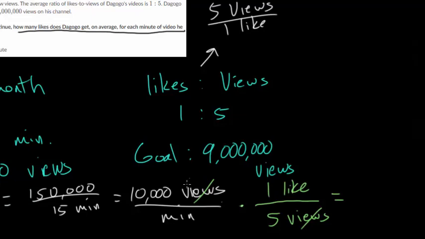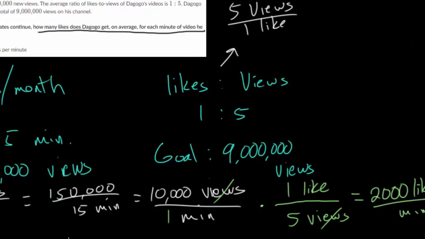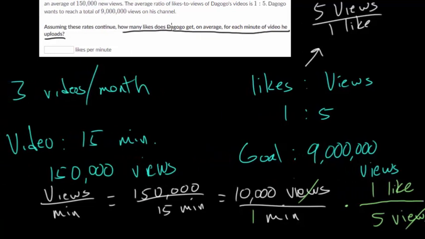So we can do the math now. 10,000 times 1 is 10,000, and 1 times 5 is 5. So you get 10,000 divided by 5, which is 2,000. So every minute of video, he gets 2,000 likes. That answers our question of how many likes on average he gets per minute.